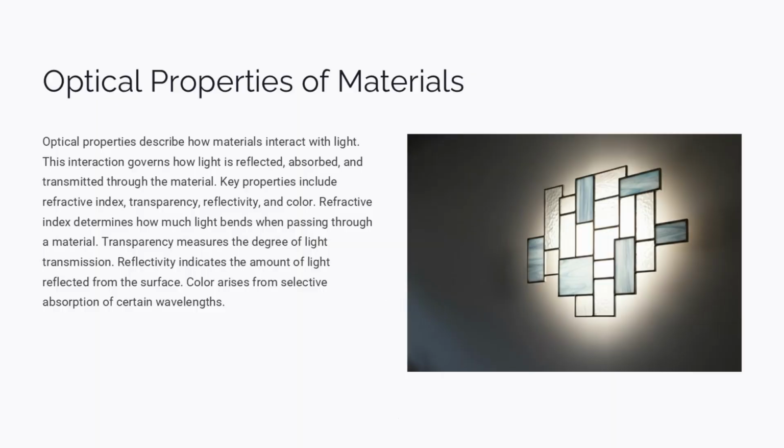Optical properties describe how materials interact with light, governing how light is reflected, absorbed, and transmitted. Key properties include refractive index, transparency, reflectivity, and color. Refractive index determines how much light bends when passing through a material. Transparency measures the degree of light transmission through a material. Reflectivity indicates the amount of light reflected from the surface. Color arises from selective absorption of certain wavelengths of light.